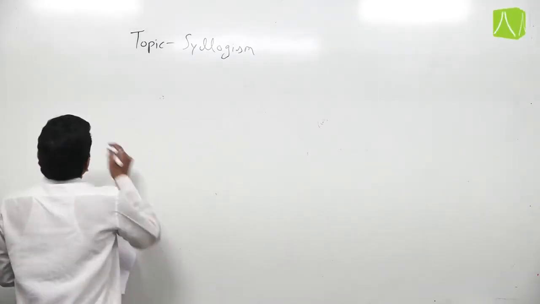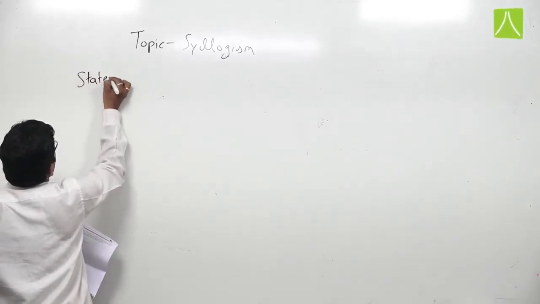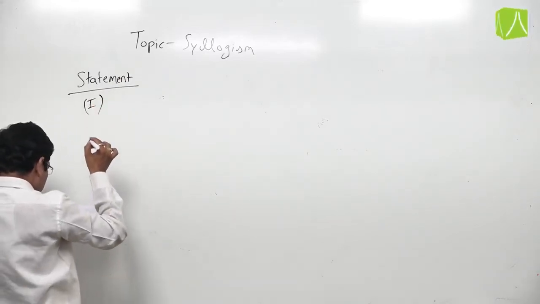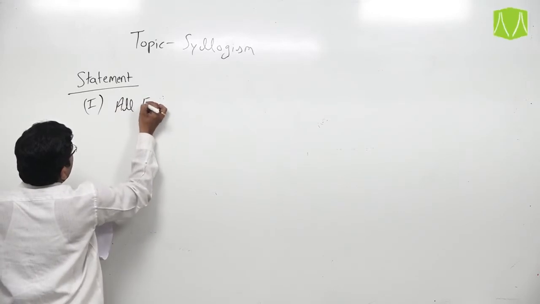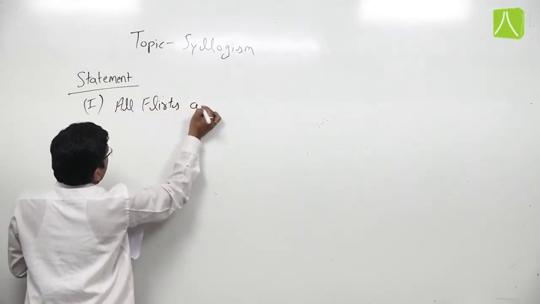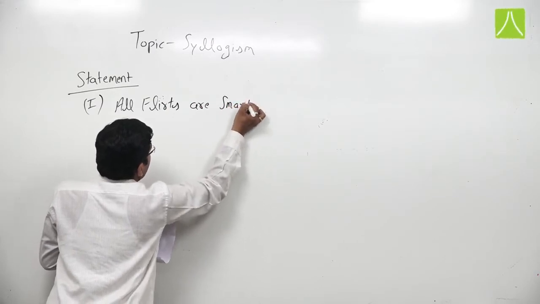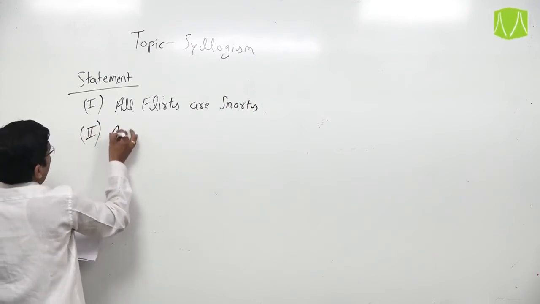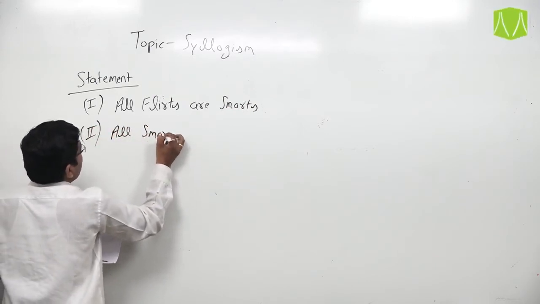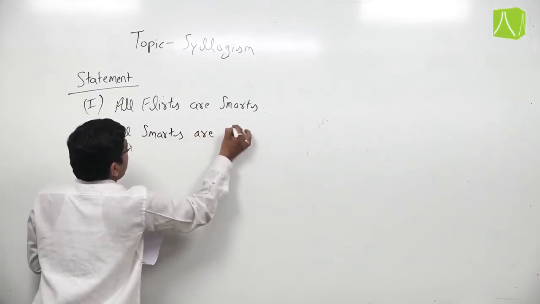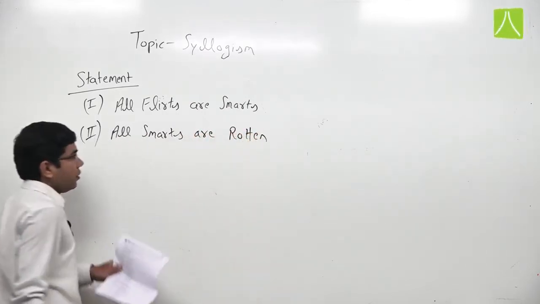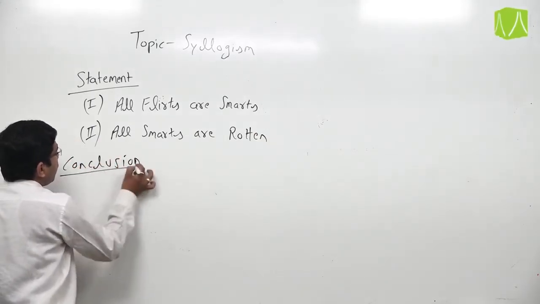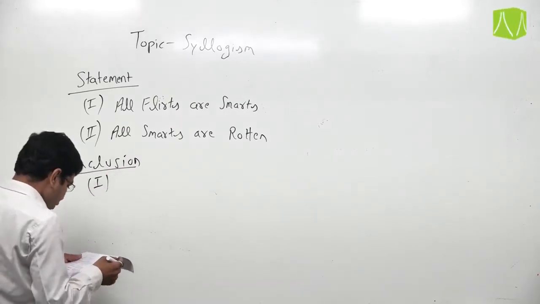A statement is given. First statement: all floods are smarts. Second statement: all smarts are rotten. Now we have to check the conclusion. First conclusion is all rotten are floods.